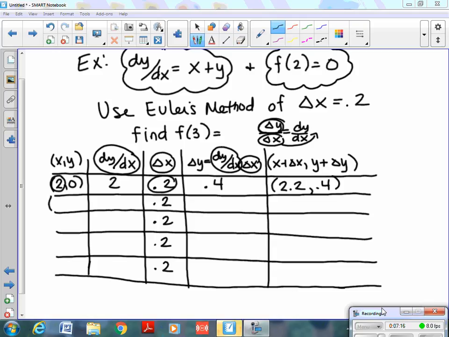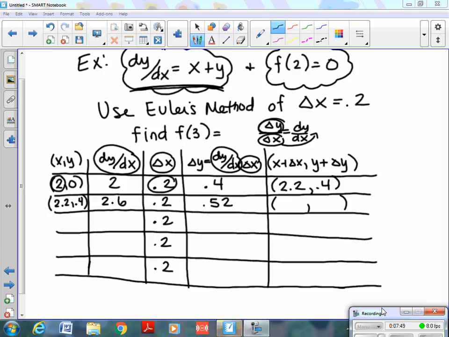And now you're going to repeat it again. Now you have a new x and a new y. The new x and the new y is 2.2 comma 0.4. We just got that from right here, from the last column. Now what you're going to do is plug these 2 points into this equation. And when you do that, I'm just kind of hurrying this up, you get 2.6. To get this next box, you multiply the dy dx and delta x together, and you get 0.52.